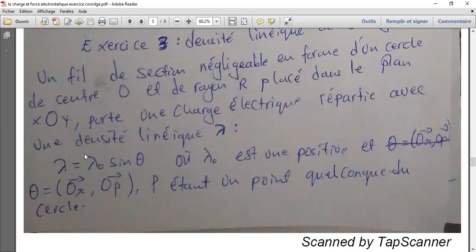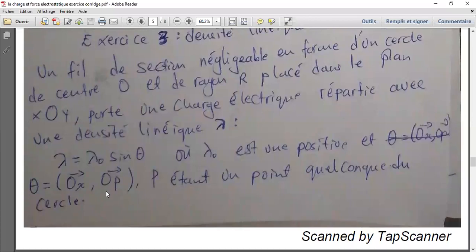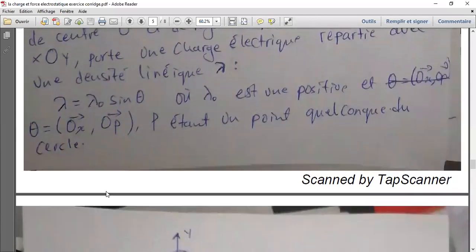So lambda is equal to lambda 0 sine theta, where lambda 0 is positive and theta is equal to OX OP. You are going to see this when you go to the diagram. P is a point quelconque du cercle. So they're saying the charge P is any point on the circle.